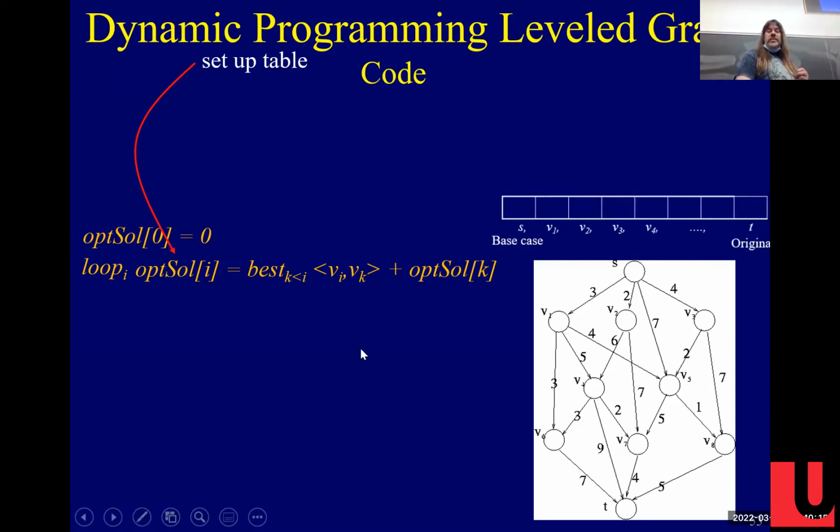What are our subinstances? There's our table, right? For each node VI, we have a subinstance. What is the shortest path from S to VI?